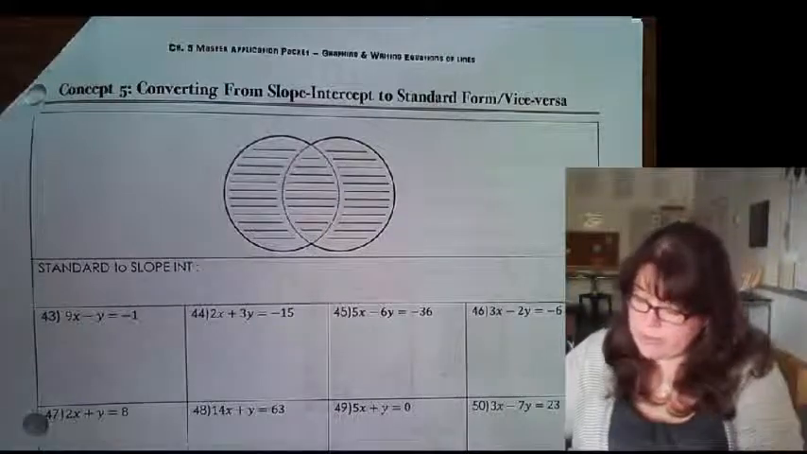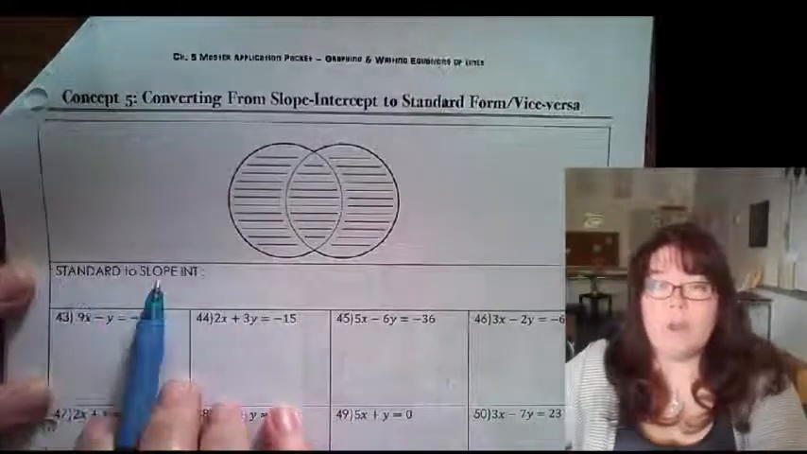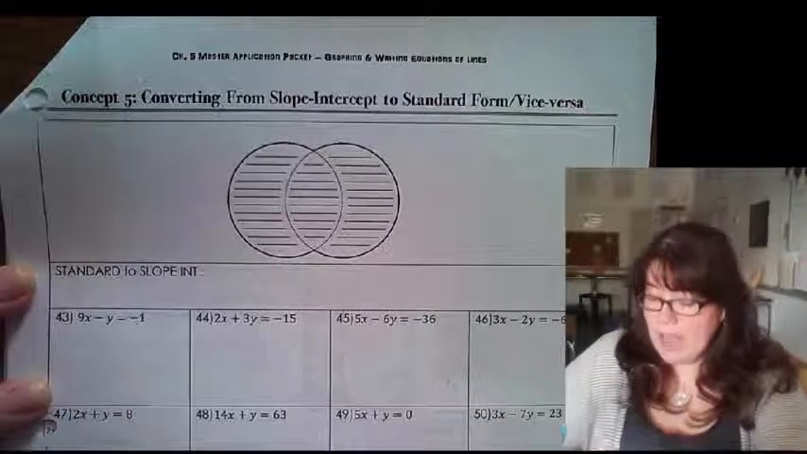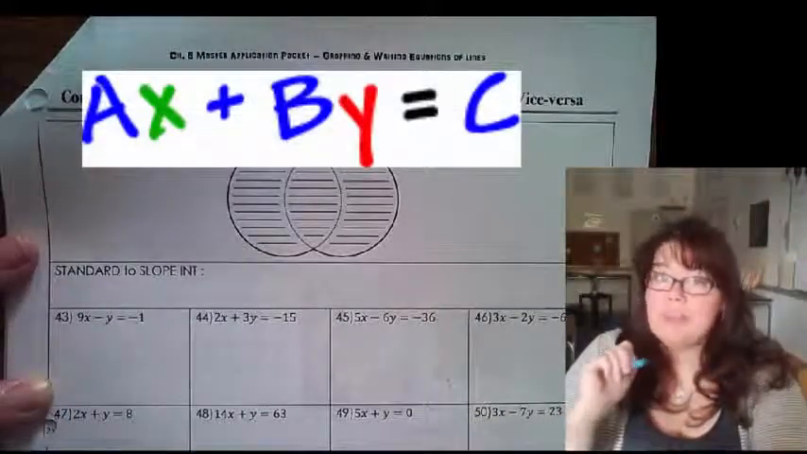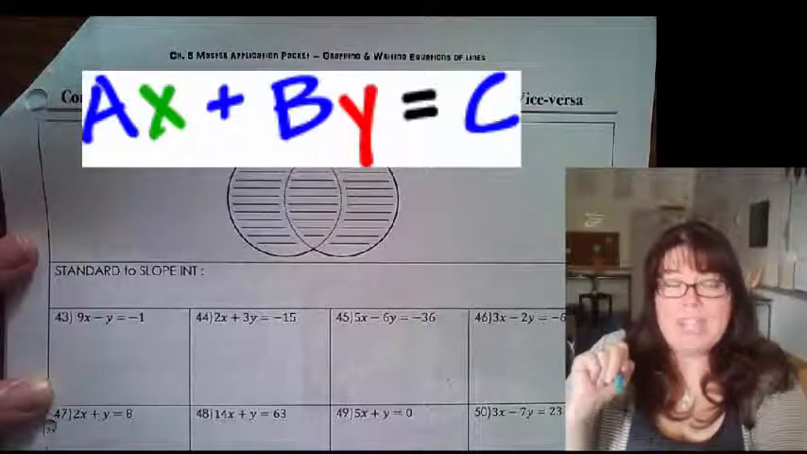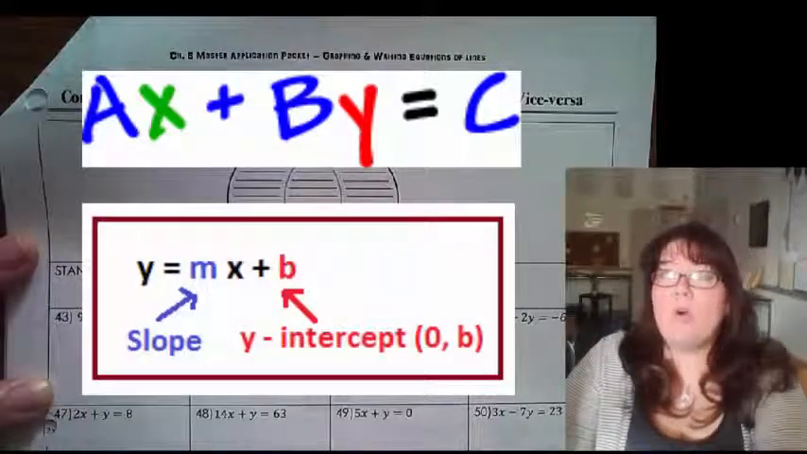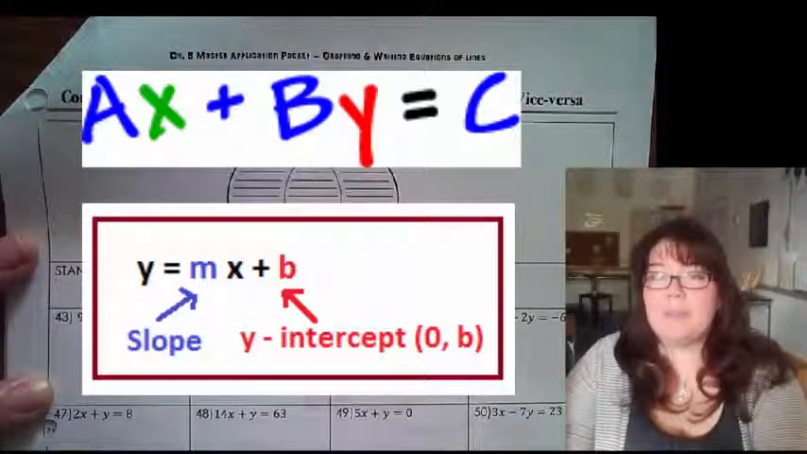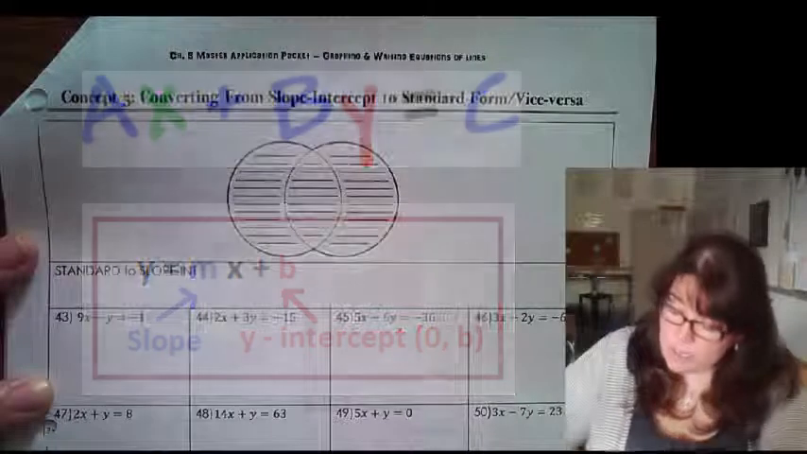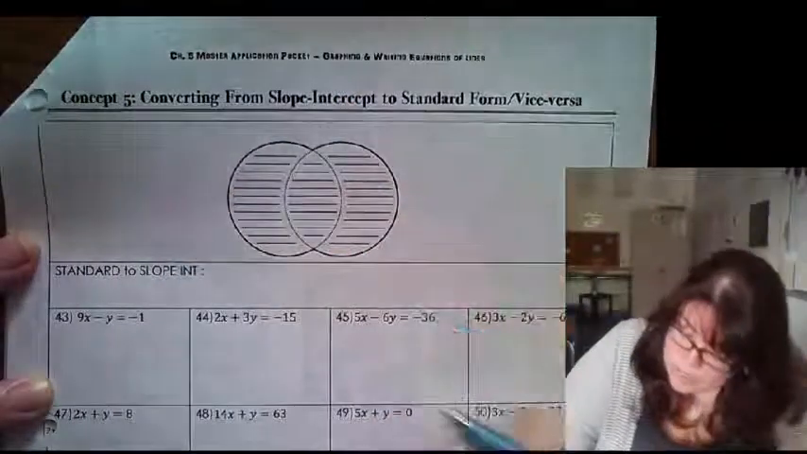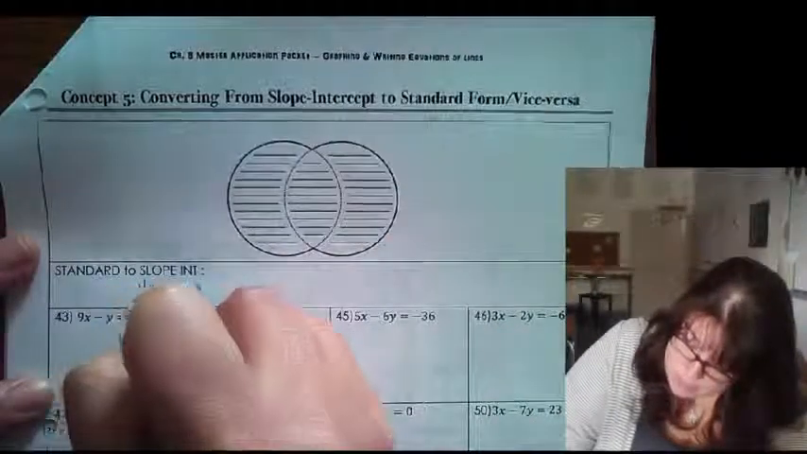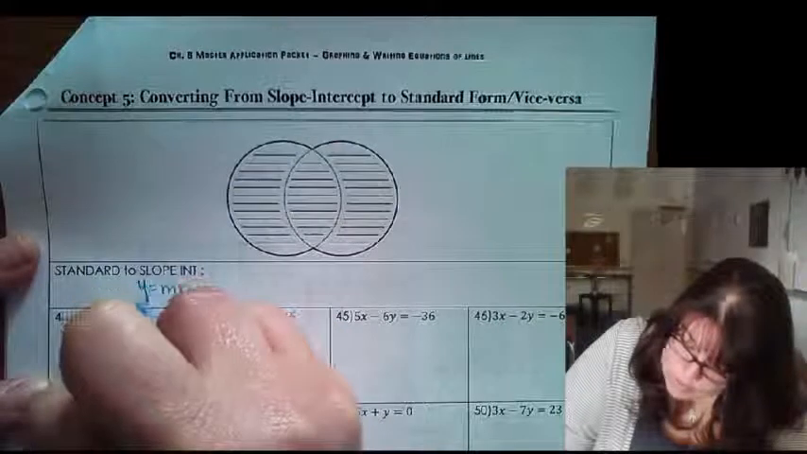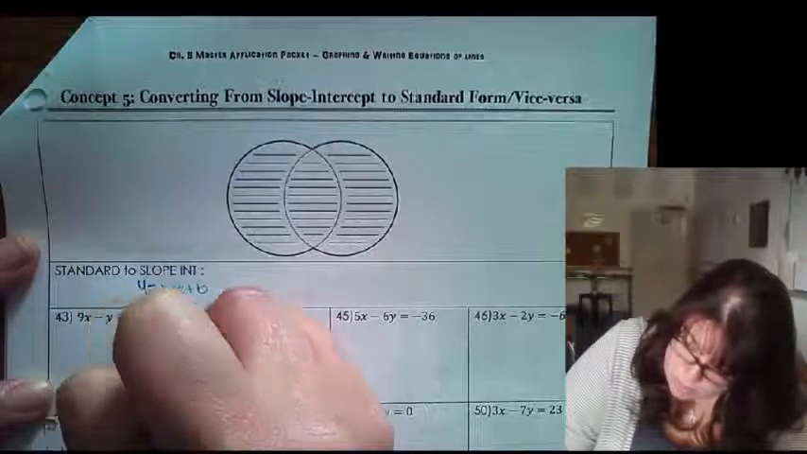For converting from standard form to slope-intercept form, really the only difference, and just a quick review, standard form is ax plus by equals c, and slope-intercept form is y equals mx plus b. So let's focus on what we want it to look like. We want it to look like this when we are done. We want it to be in slope-intercept form, which is y equals mx plus b, when we're all finished.